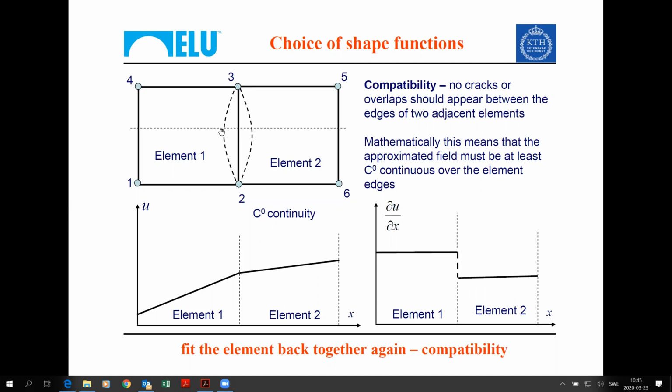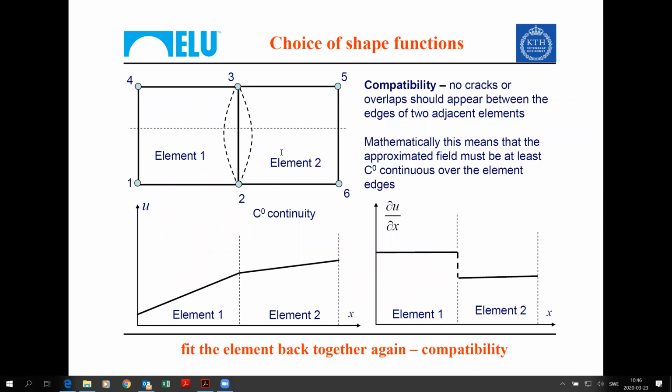And they were exactly this: no cracks and no overlaps within our structure. So this comes directly from the conditions expressed in the principle of total potential energy. We cannot allow this situation. This will violate the condition for the minimum of total potential energy.